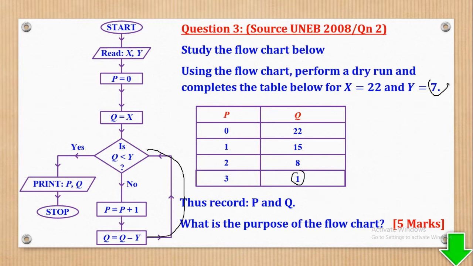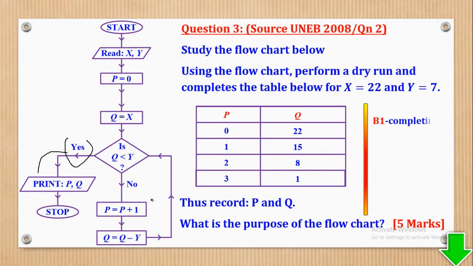Yes. Now because it is yes, we follow the arrow for yes. And the arrow for yes tells you what? Print p and q. So before we go to the next slide, we shall print p and q. We shall first see marks for this. So B1 for completing column p and B1 for completing column q. Now what does the word printing mean? Printing means that you go and record the value of p, the last value. So this is the last value of p and this is the last value of q. So that's what they want you to record.